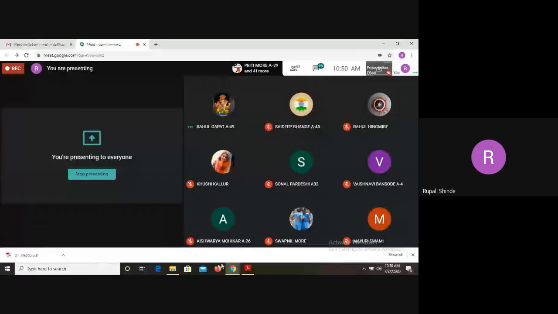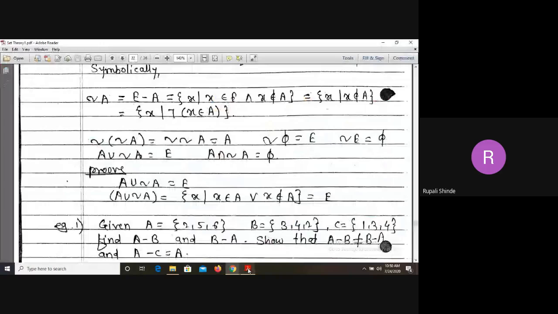Okay, 5, 6 is correct. Because if you consider the elements that are present in A but not in B, 2 is present in A and that is also present in B. That's why we are going to skip it. So 5, 6 is the answer for A minus B. Set 5, 6. Now next one is B minus A.